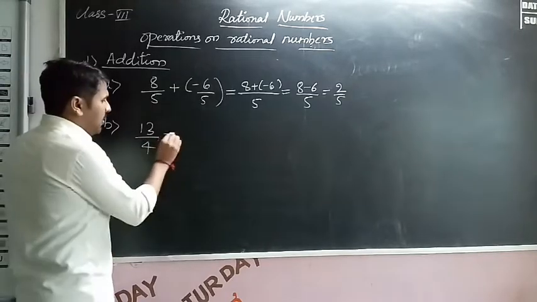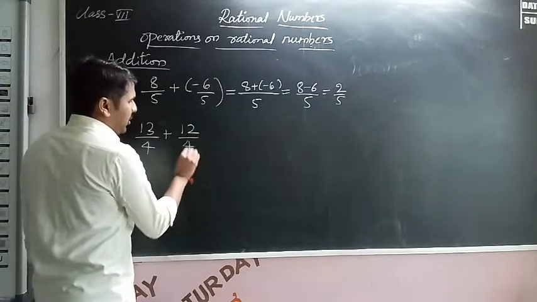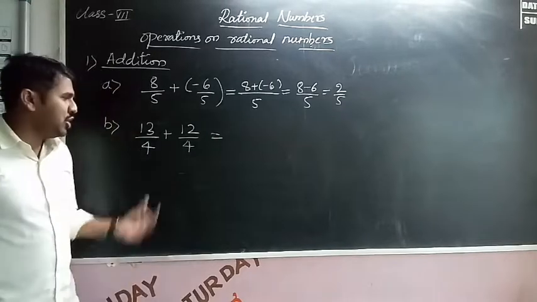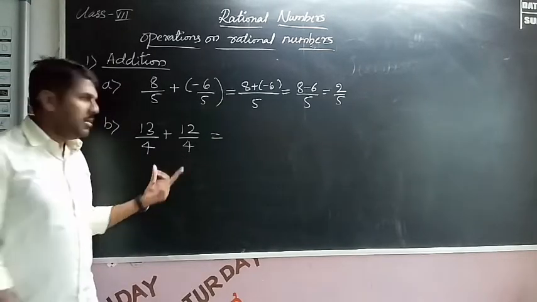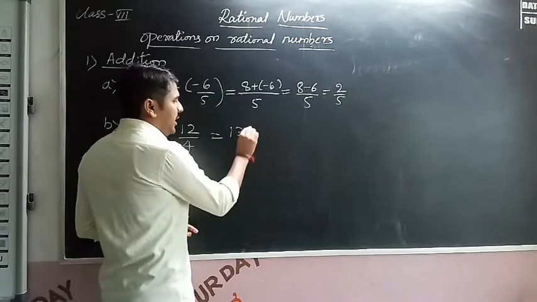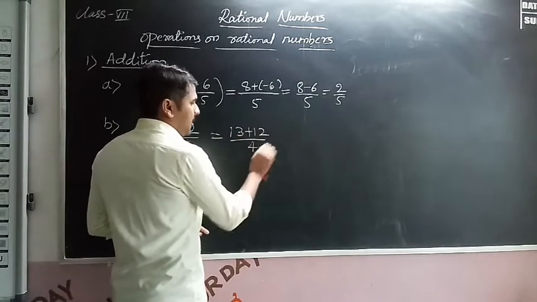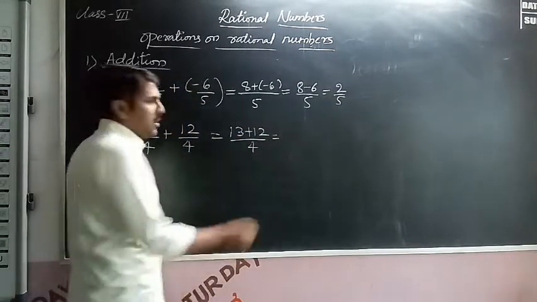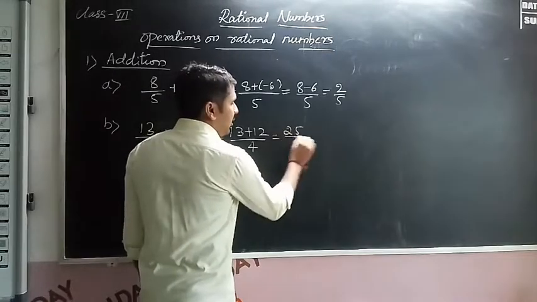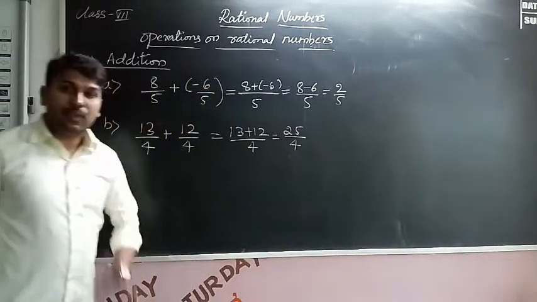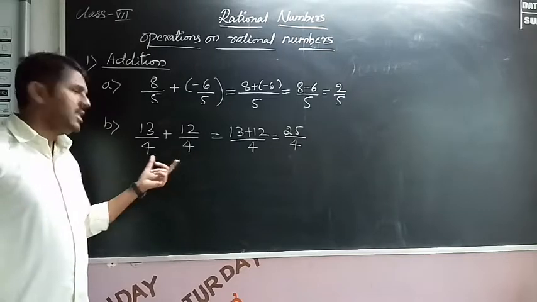13 by 4 plus 12 by 4. So how to add the fractions? Here denominators are same, so just add the numerators. What will we get as the answer? 13 plus 12, 25 by 4. If denominators are different, just take the LCM.